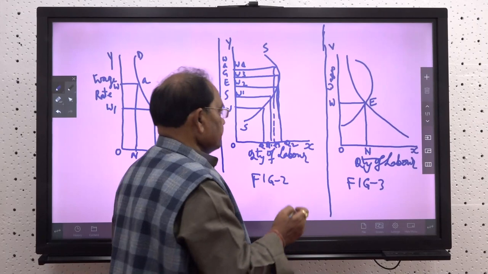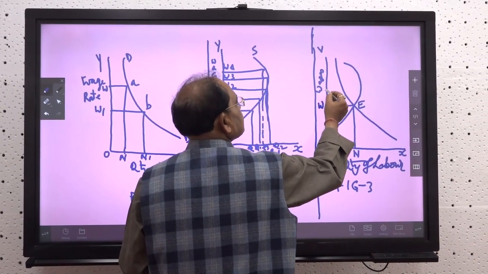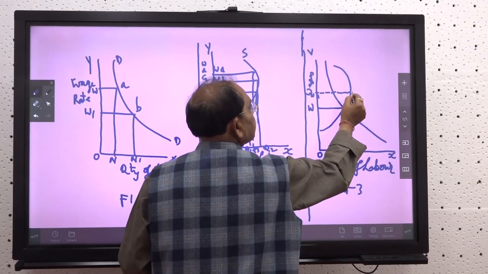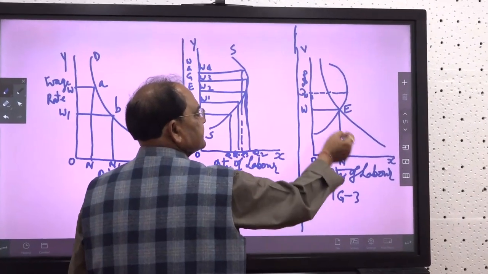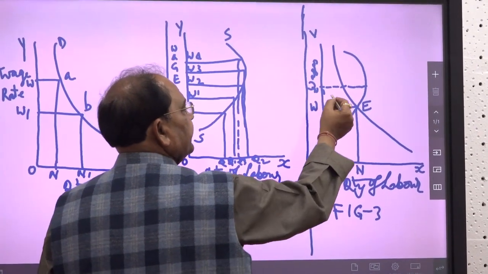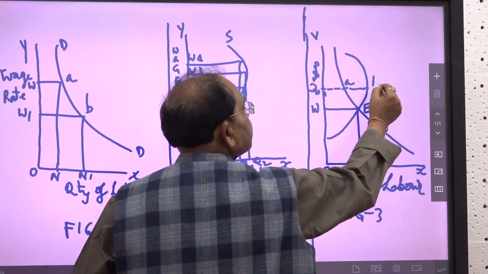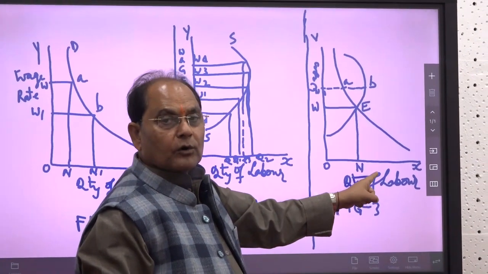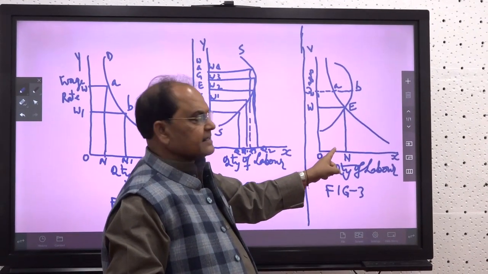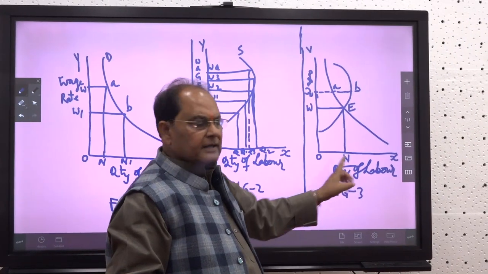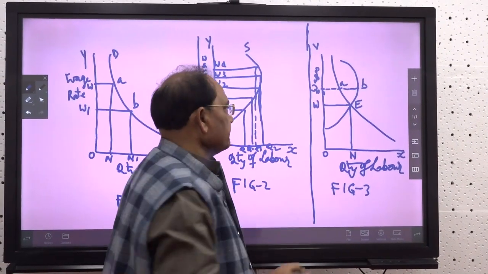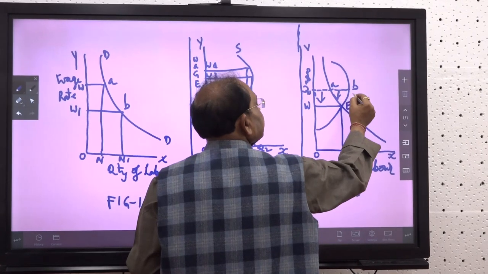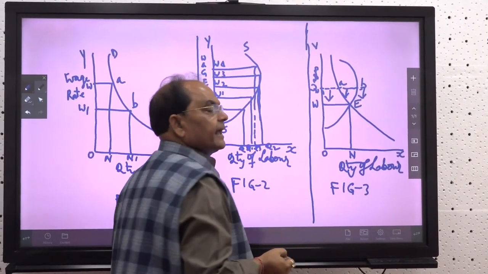At any other point, this will not be possible. Let me show it with the help of an example. Say if, for example, wages increase to W1. So here you will notice that this line touches the demand curve and the supply curve at two different points. Say one is A, the other one is B. And you will notice that demand is less and supply is more. Demand for workers is less and supply of workers is more. So when demand is less and supply is more, the wages are bound to fall down and the equilibrium shall ultimately be restored at this point only, which is known as E.